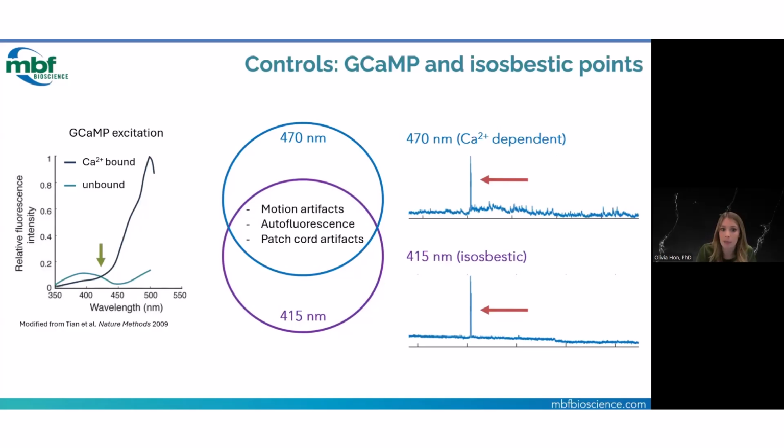So the things that you're going to pick up in both signals are motion artifacts, autofluorescence in your tissue, artifacts from your patch cord bending, all kinds of different things. Theoretically, and again, this is not perfect, in your 470, you're going to also pick up neural activity. Theoretically, you won't pick up neural activity in your 415. And so what you can do is use this control signal to identify putative motion artifacts and then correct them out.